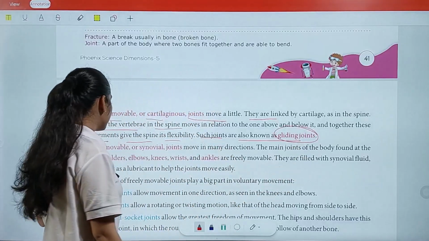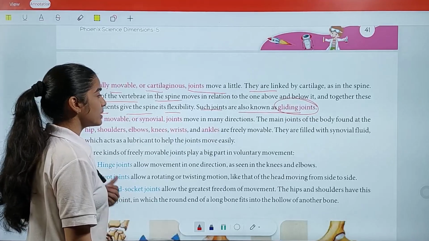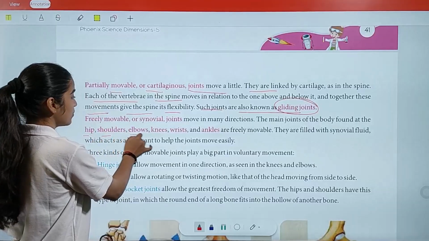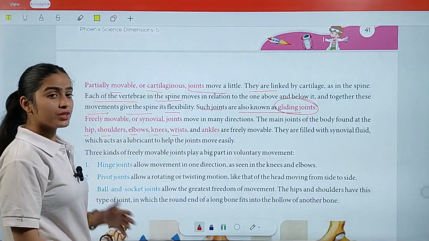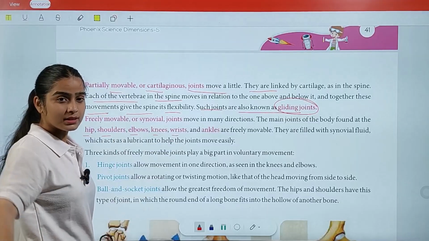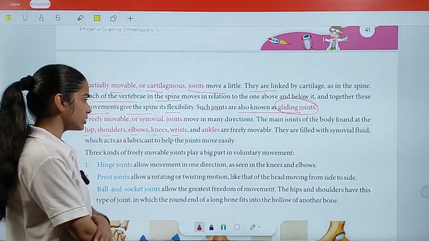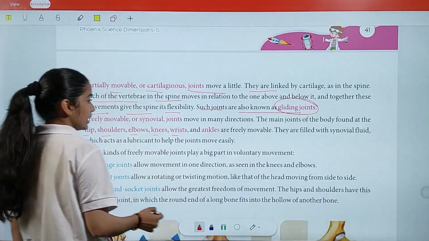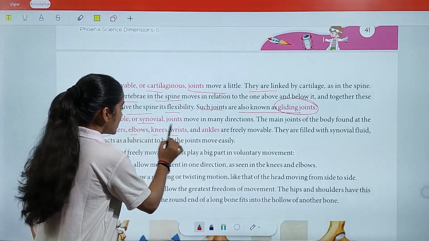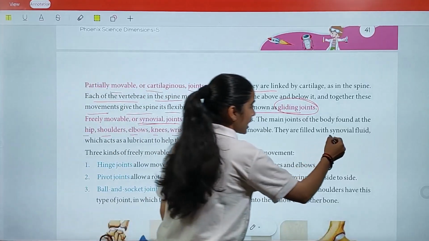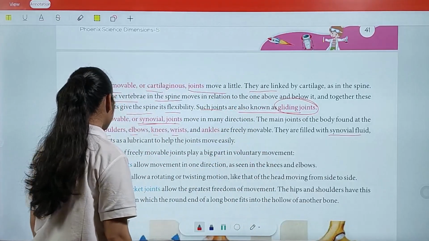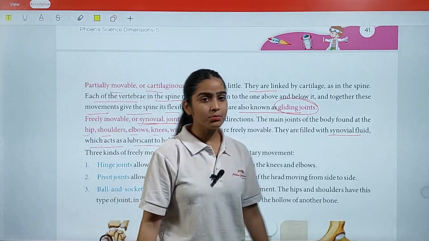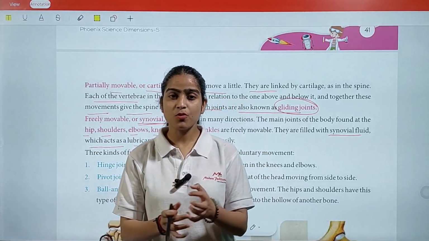Now we have freely movable or synovial joints, which move in many directions. The main joints of the body found at the hip, shoulders, elbows, knees, wrists, and ankles are freely movable. I can move like this, I can move like this. There are exceptional cases in this as well, but I can move it freely. They are filled with synovial fluid, so we call them synovial joints. In synovial joints, we have synovial fluid inside, which acts as a lubricant to help the joints move easily. Lubricant means you can take a movement smoothly.